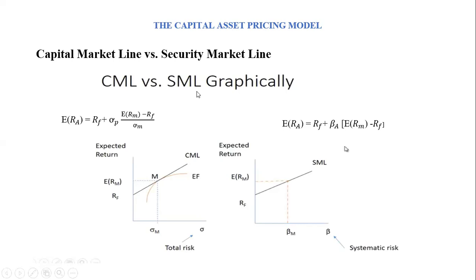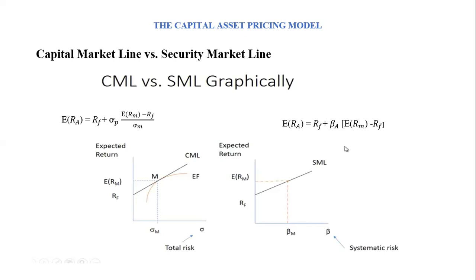Now let's see, how is it different from the security market line? The security market line is a line that shows the relationship between expected return and systematic risk. That's what it is showing. I've just given the graphical representation here, which shows the line, and I'm explaining it for you to see: the capital market line versus the security market line.